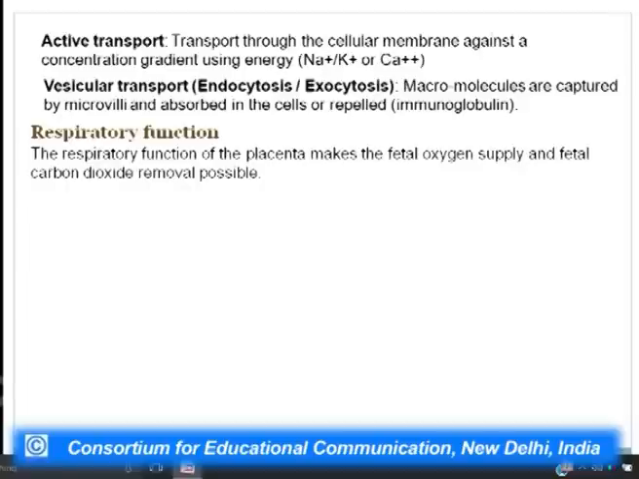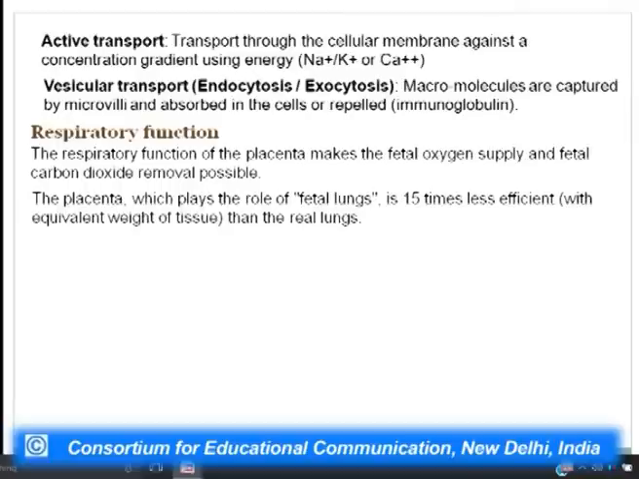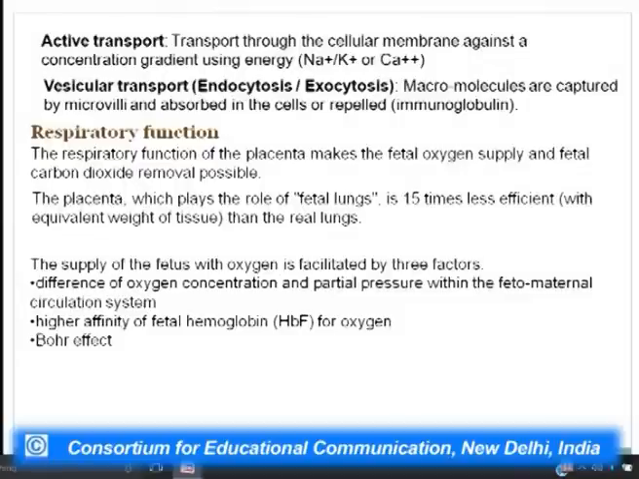The various functions which the placenta takes up is the respiratory function, wherein the respiratory function makes the fetal oxygen supply and fetal carbon dioxide removal possible. So oxygen from the maternal blood is taken up and the carbon dioxide is removed. The placenta, which plays the role of fetal lungs, is 15 times less efficient with equivalent weight of tissue than the real lungs. The supply of the fetus with oxygen is facilitated by three factors: the difference of oxygen concentration and partial pressure within the feto-maternal circulatory system, higher affinity of the fetal hemoglobin for oxygen, and the Bohr effect.